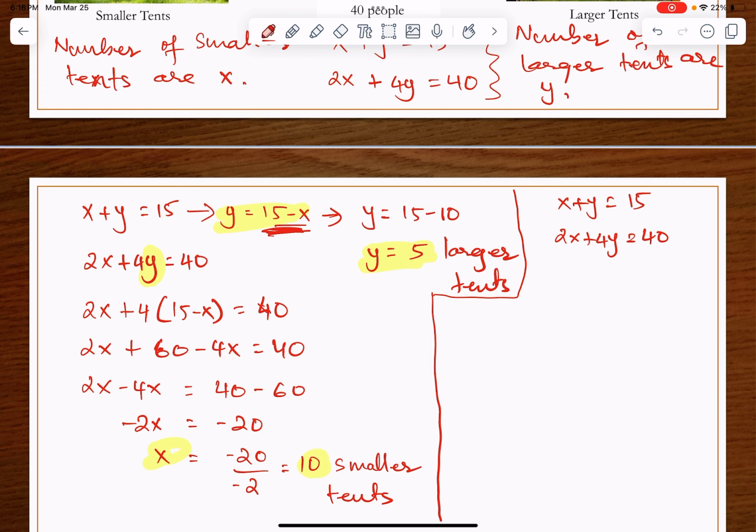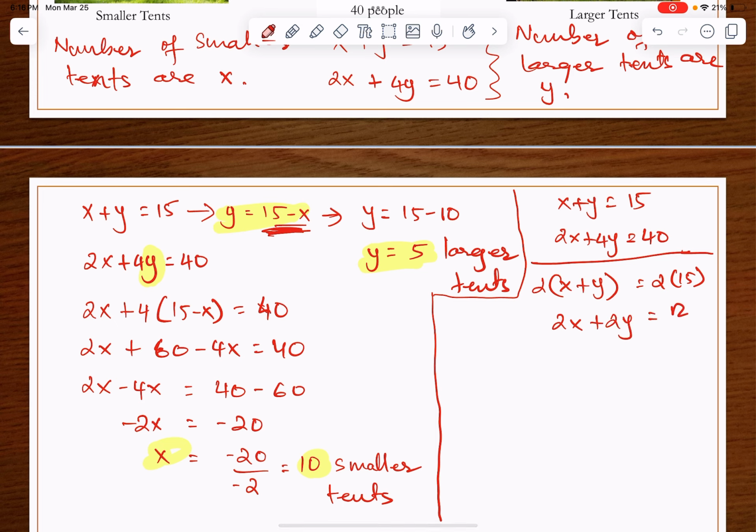Now in the elimination method, try to make the coefficient of one of the variables the same. In the second equation you have 2x plus 4y equals 40. 2x is there, so if you multiply the first equation by 2, you are going to get 2x. Let's multiply the first equation by 2. That is 2 times (x plus y) equals 2 times 15. That gives us 2x plus 2y equals 30. So this is our new first equation. It has a new look now.